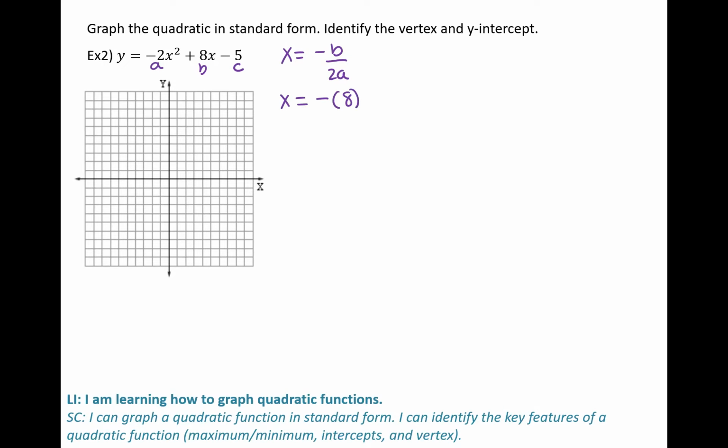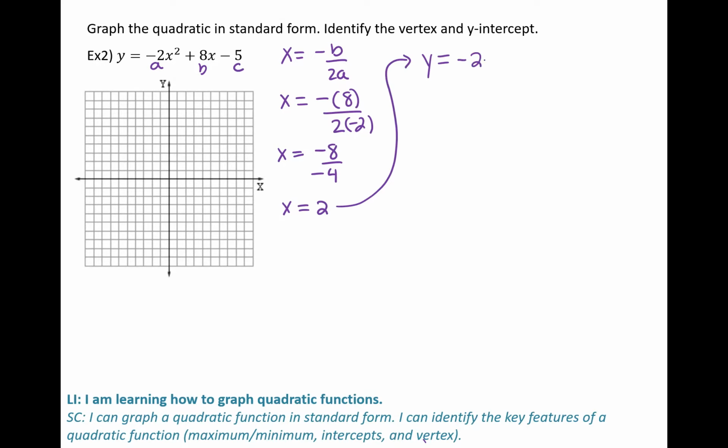So I would say x equals negative. My b value is 8. And then 2 times my a value, which is negative 2. Then I would simplify negative 8 over negative 4, since 2 times negative 2 is negative 4. Then divide. Negative 8 divided by negative 4 is 2. Then I take that back and plug it into the original equation. So this time it's y equals.